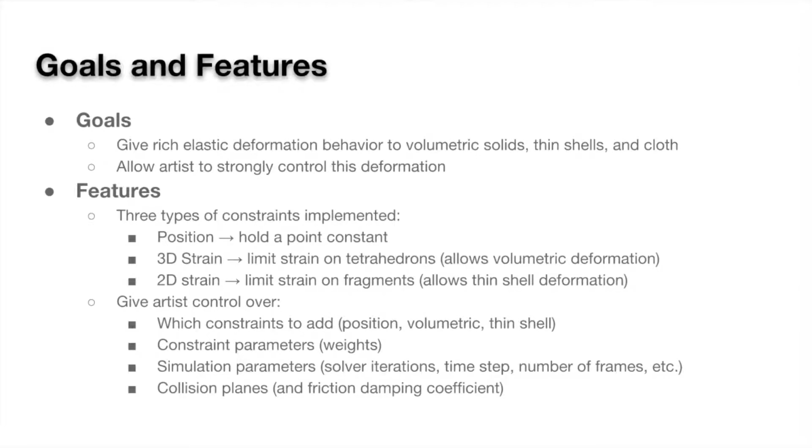Finally, we wanted to give artists control over which constraints to add, so that's just among those three constraints, what constraint parameters to add, like what constraint weights, what simulation parameters they wanted to add, mostly relating to the simulation itself, so solver iterations, time step, number of frames, etc. And finally, we allow the artist to define some collision planes and their corresponding frictional damping coefficients.